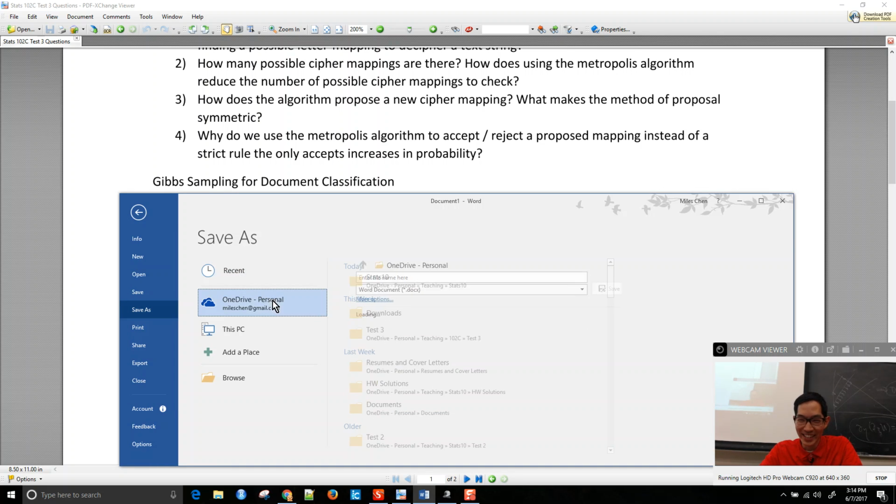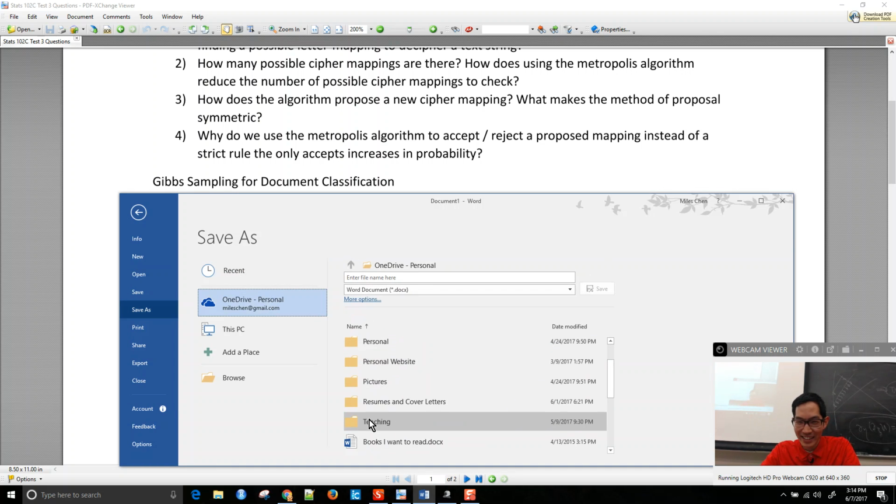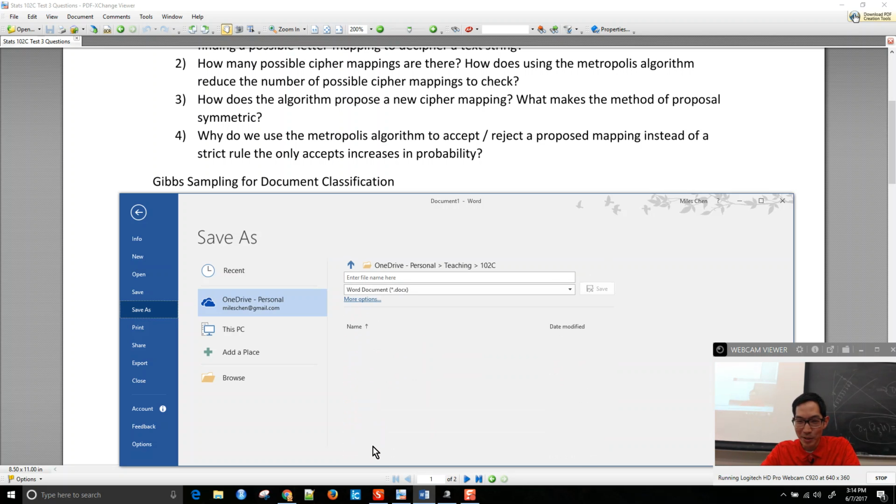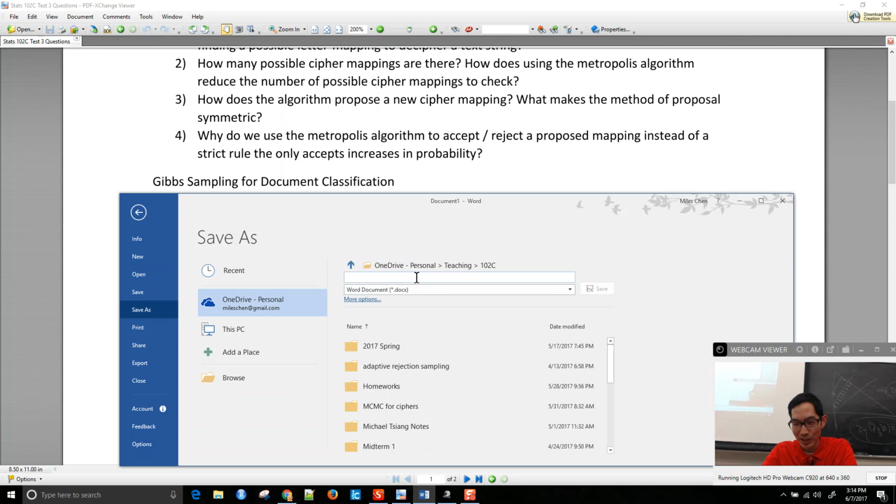This is okay. Let me just save this. I'll post this document online as well. Okay. So what is this? Final question clarifications.